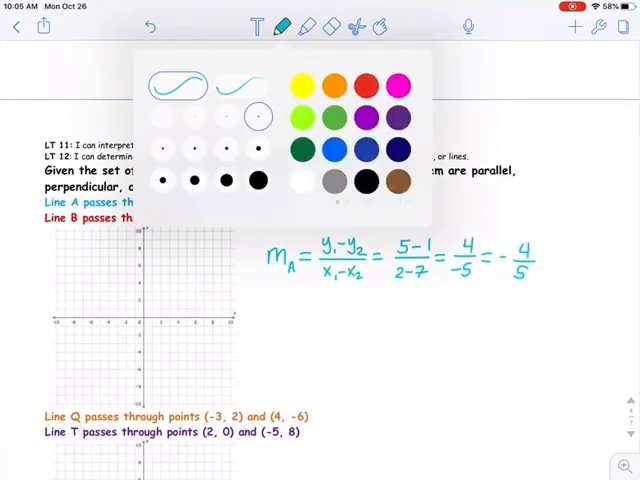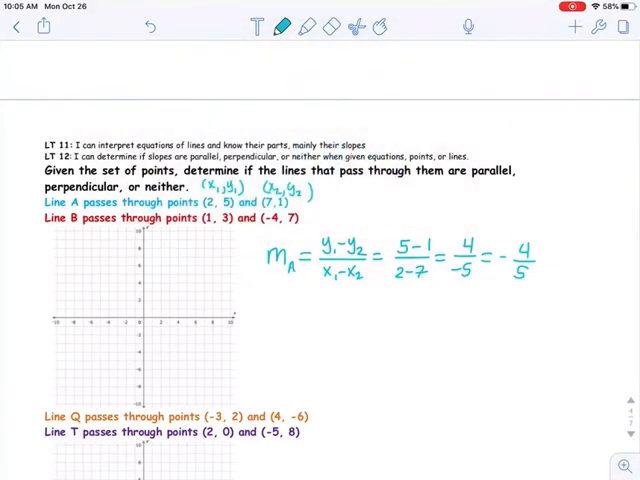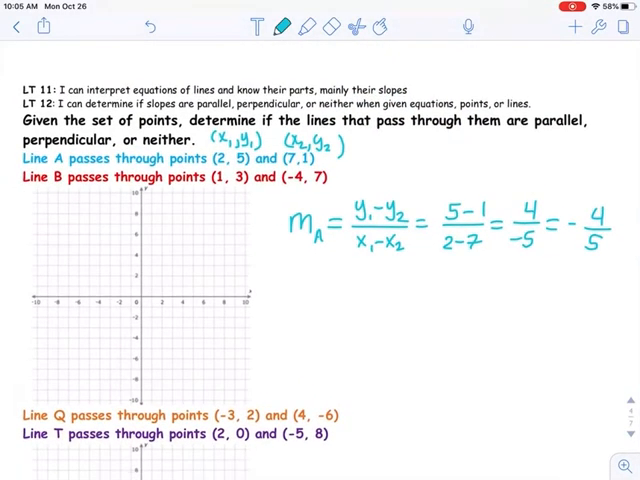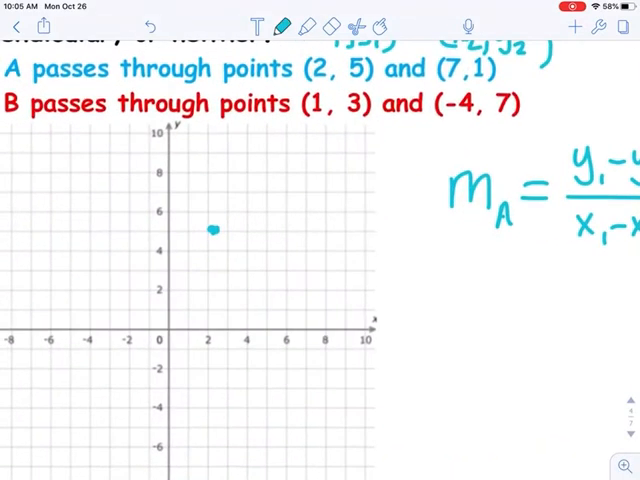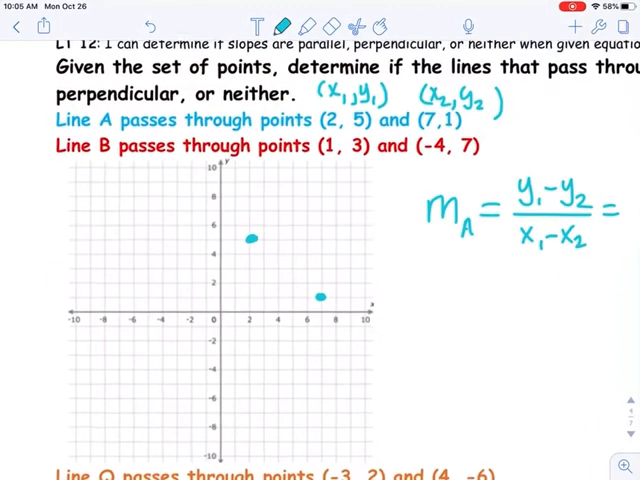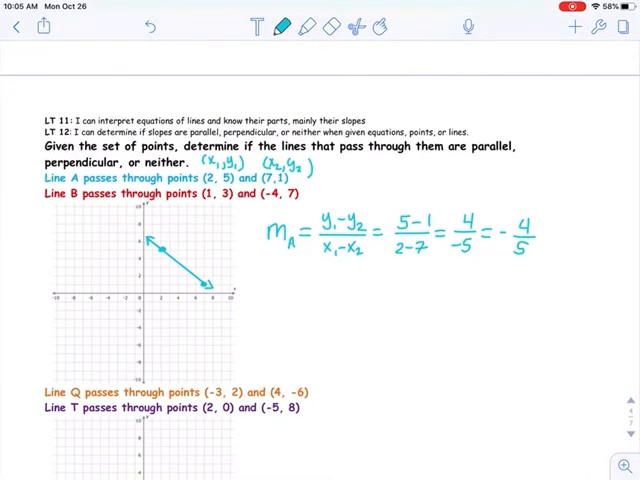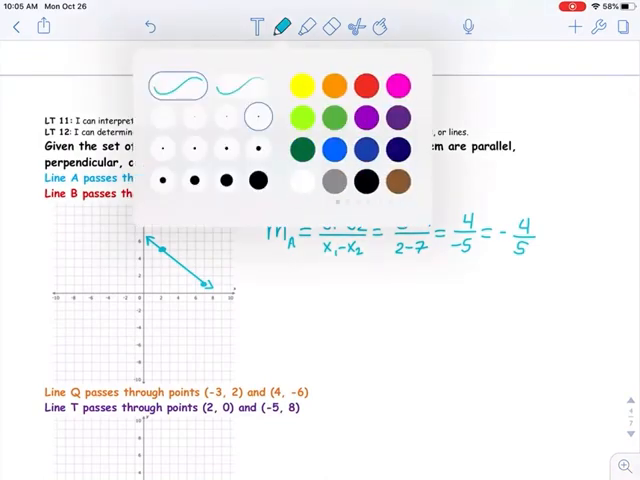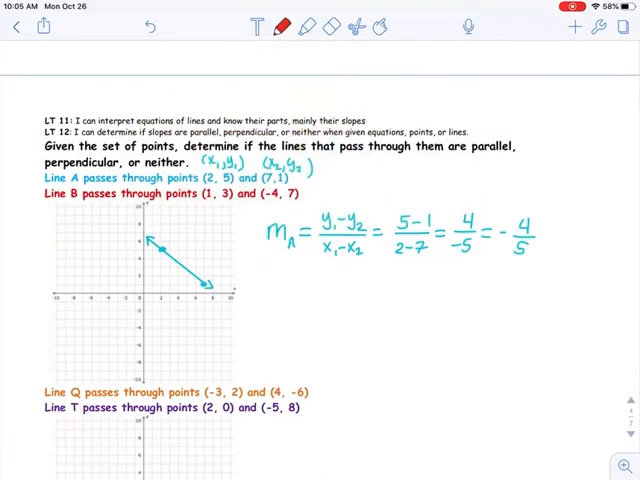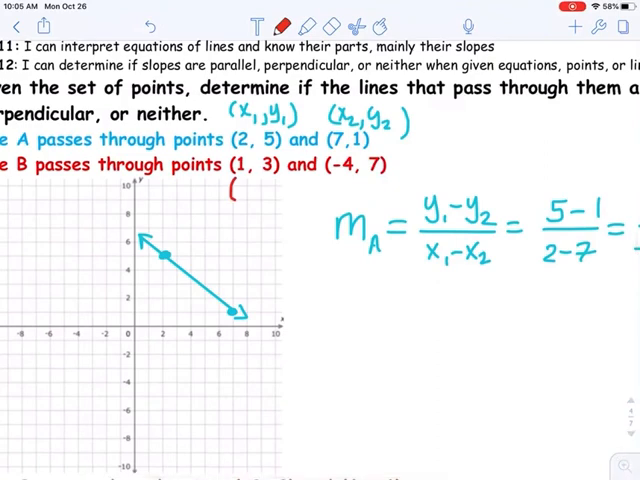Now let's go ahead and plot that really fast. So 2, 5, and then 7, 1. The line's going to look something like that. Now with B, again, it can't hurt to label the points.